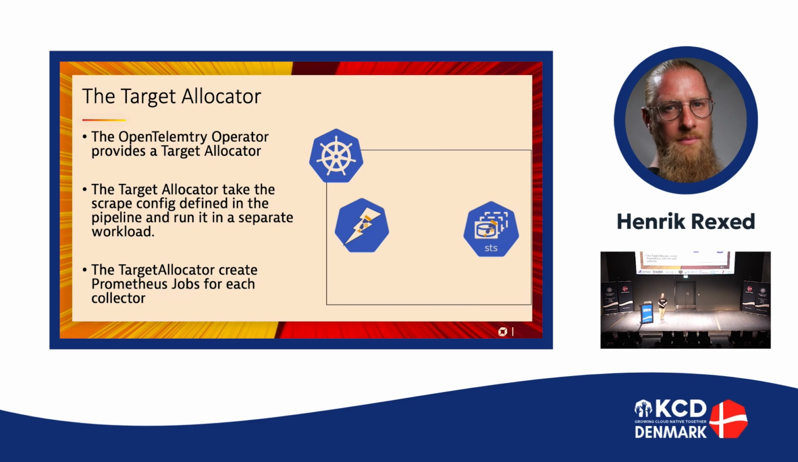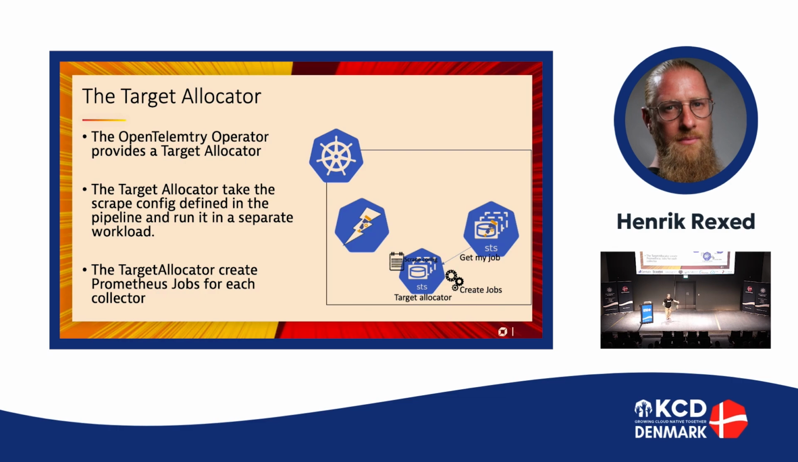It simplifies the instrumentation and the deployment of your collector. And it has a feature called the target allocator, and the target allocator is great. You have your collector pipeline, so there's a scrape config inside of that. It takes it and deploys another workload called the target allocator service. It takes the actual scrape config, explores the metrics, and splits them into different jobs.